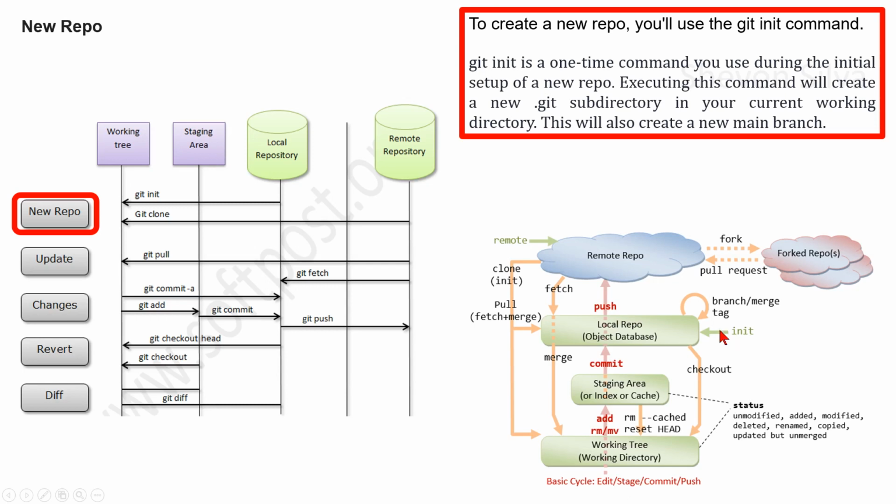Moving to local repo. Checkout is passed from local repo to working tree. rm --cached and reset HEAD are passed from staging area to working tree. Here in staging area and working tree, the status can be unmodified, added, modified, deleted, renamed, copied, updated but unmerged.